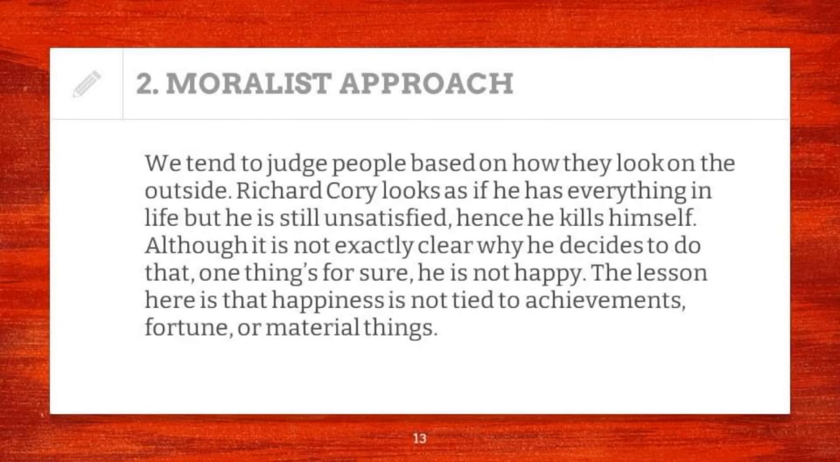This is a short sample of a moralist approach. We tend to judge people based on how they look on the outside. Richard Cory looks as if he has everything in life, but he is still unsatisfied. Hence, he kills himself. Although it is not exactly clear why he decides to do that, one thing's for sure, he is not happy. The lesson here is that happiness is not tied to achievements, fortune, or material things.